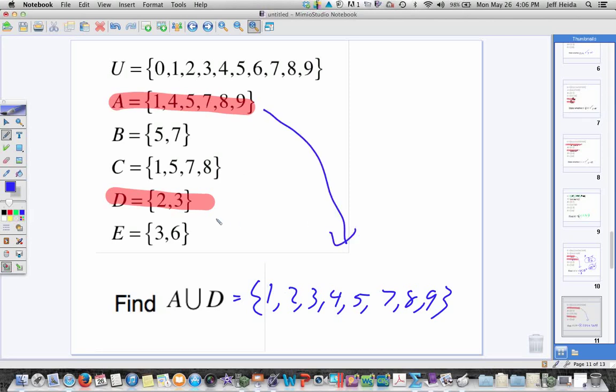Okay, so everything that's in A would come down here, and then everything that's in D, what we really added was 2 and 3. Everything else was in A, and then we added that for D. So that's the way you would do a union.